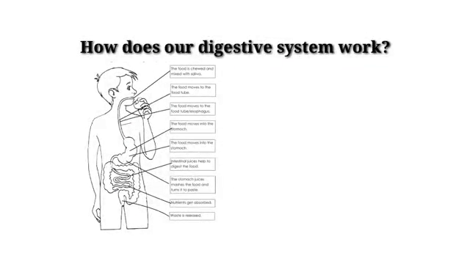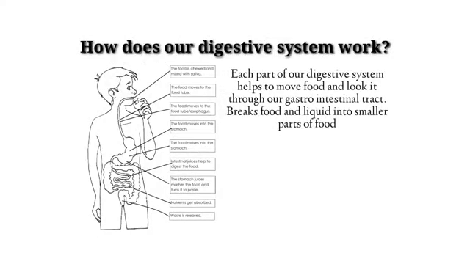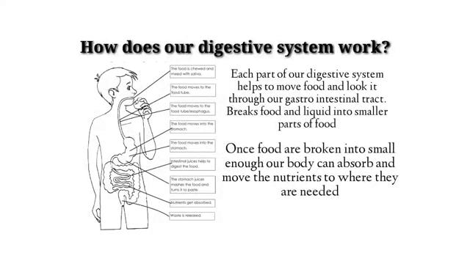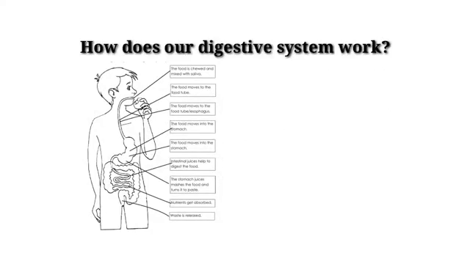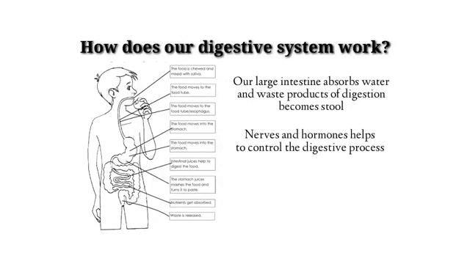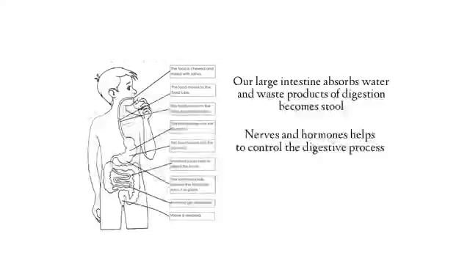How does our digestive system work? Each part of our digestive system helps to move food and liquid through our gastrointestinal tract. It breaks food and liquid into smaller parts or both. Once food is broken into small enough pieces, our body can absorb and move the nutrients to where they are needed. Our large intestine absorbs water, and waste products of digestion become stool. Nerves and hormones help to control the digestive process.